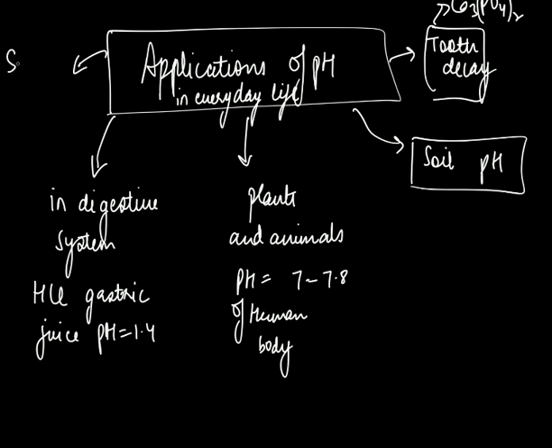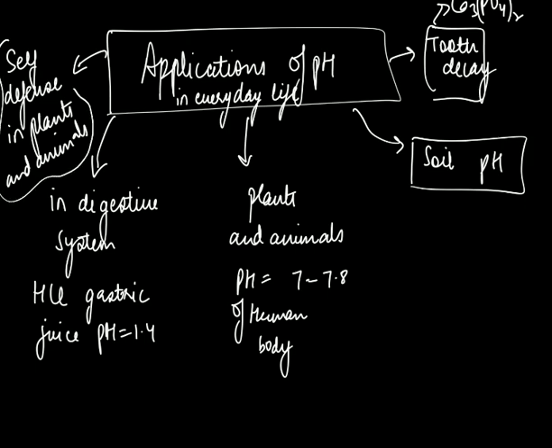Then we have self defense in plants and animals. What do I mean by self defense? Many plants can release some kind of acid if we try to touch them. Most of the herbaceous plants growing in the wild, like the nettle plant, have stinging hair. If we try to touch it, it releases methanoic acid, HCOOH, which can be injected into our skin. It's a weak acid, but it still causes a burning sensation, right? We can treat it with the help of baking soda. Baking soda is nothing but sodium bicarbonate, commonly called baking soda.